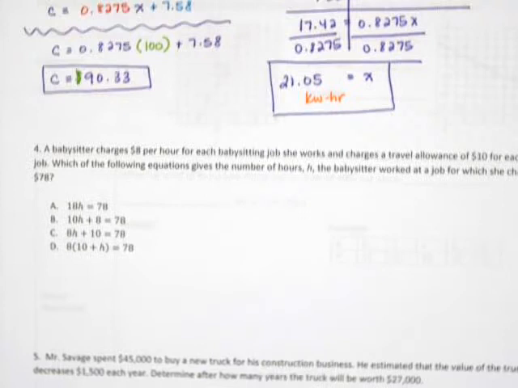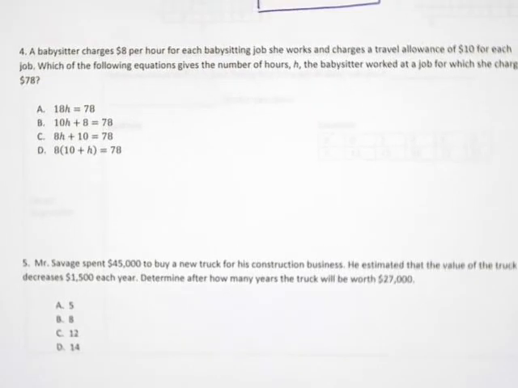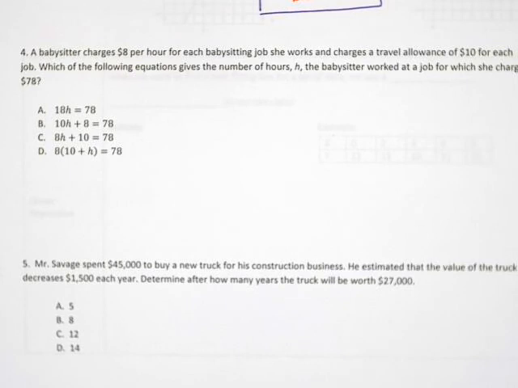Problem number 4 is sort of an SAT or PSAT example that aligns to this type of problem. So it says a babysitter charges $8 per hour for each babysitting job she works and charges a travel allowance of $10 for each job. Which of the following equations gives the number of hours H the babysitter worked at a job for which she charged $78? Well, let's start by writing an equation.